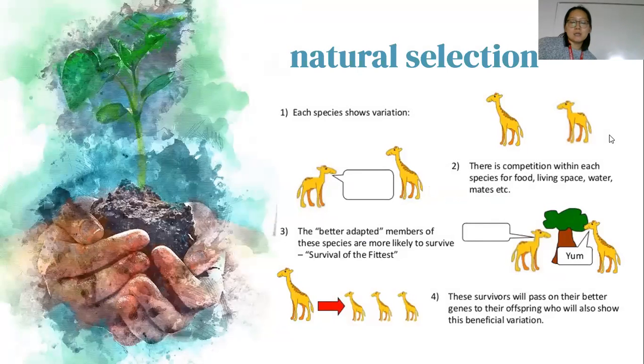So let's talk about some mechanisms that can cause evolution. Natural selection is a good one, right? First off, every species in a population has variation. No species is perfectly identical throughout the entire set of all the animals that belong to that species. So because there's variation or differences, some organisms are going to be better when there's competition for food, living space, water, or mates.